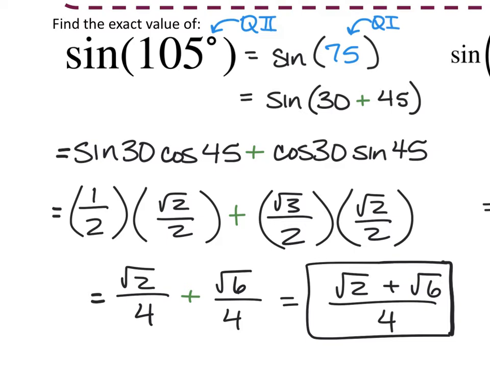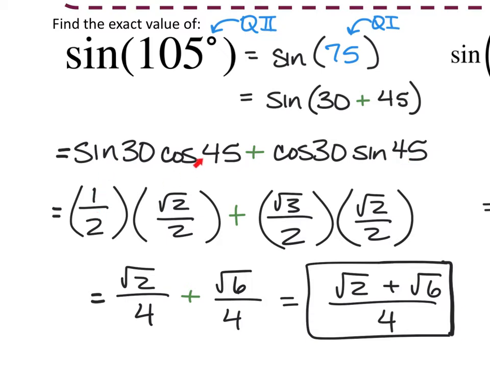In the second quadrant, sine is still positive, so we don't have to distribute a negative. Now we can make 75 if we add 30 plus 45, right? 30 plus 45 is 75. So we can take 30 plus 45 and then use the sum formula to find this exact value without having to use a calculator. Sine of 30 degrees times cosine of 45 degrees plus cosine of 30 sine of 45.